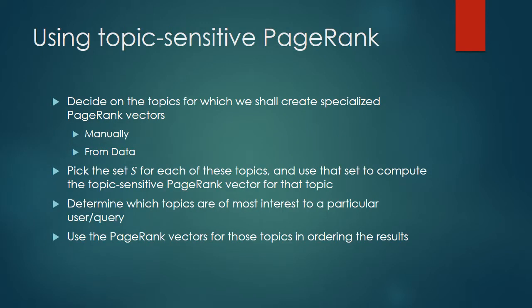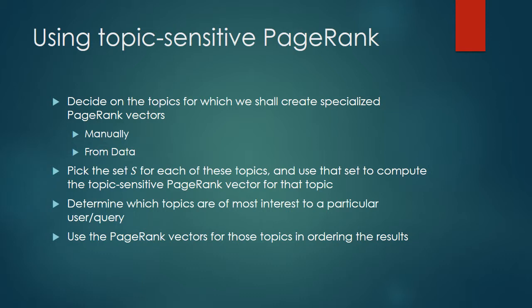And once we have done this, this is how you would basically use it in practice: you decide which topics we're going to create specialized page rank vectors for, and this could be done manually or from data. This particular thing is a challenging thing. We'll look at how you can actually create these kind of topics from a bunch of data.